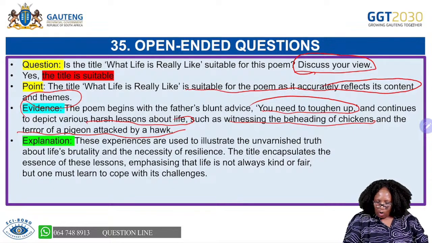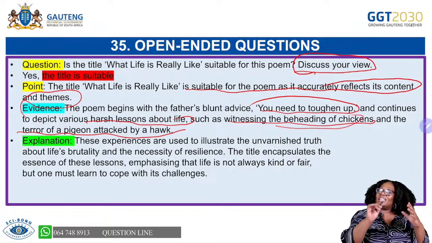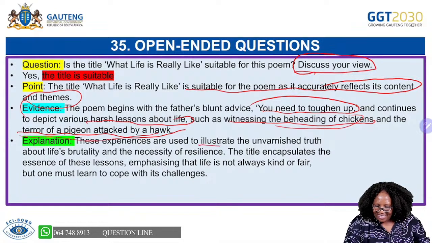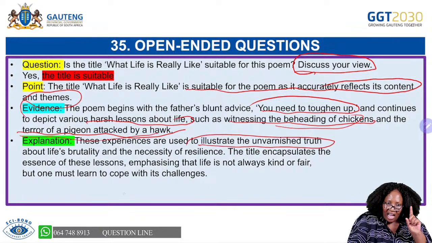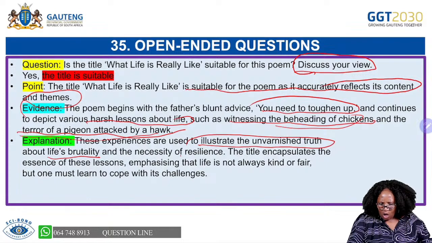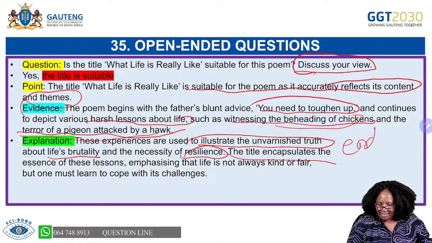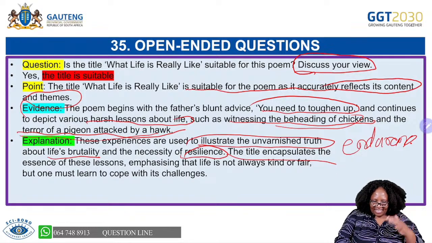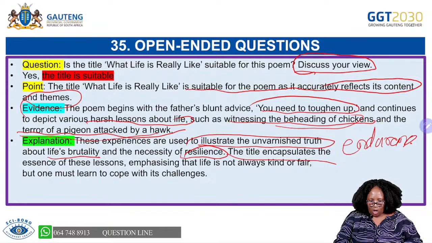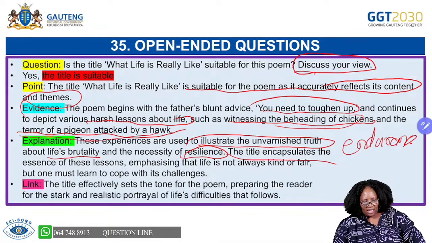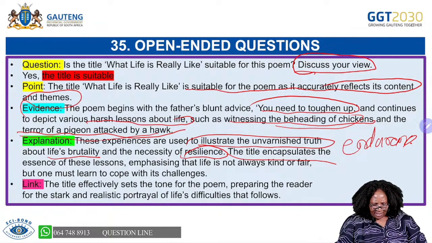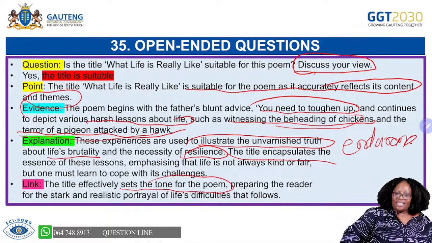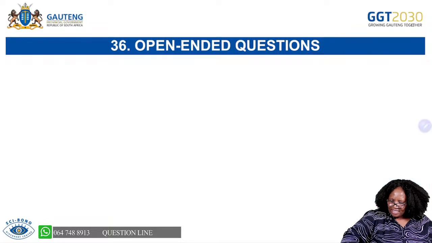These experiences of witnessing the beheading of the chickens, this experience of seeing the terror of a pigeon attacked by a hawk, illustrates the universal truth about what? Life's brutality and the necessity of resilience or endurance. This is emphasizing the kind of unfairness, but one must learn to cope with what? With challenges. Linking it back to the point, this sets the tone for the poem, preparing the reader for the stark and realistic portrayal of life's difficulties that follows.